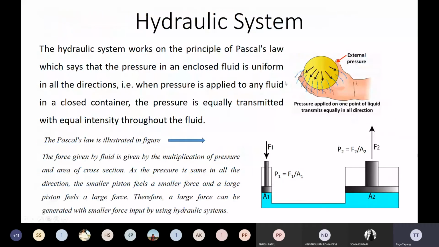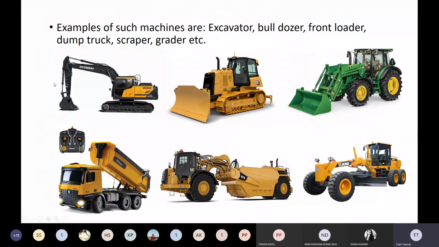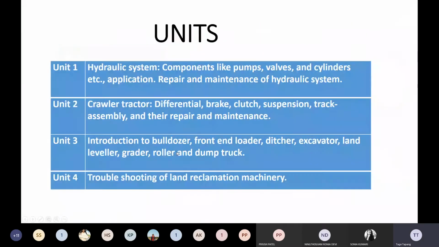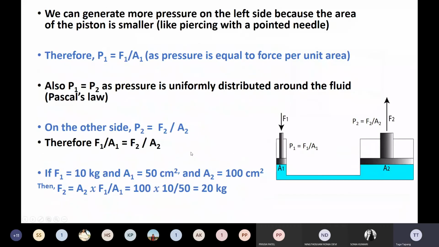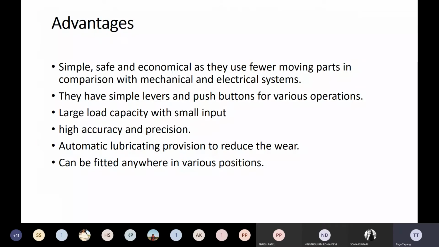So this hydraulic system is used in all these machines. If you observe here, there are some pipelines, and several pipelines are going on. From these pipelines, hydraulic fluid is supplied, and using that hydraulic fluid, work is being done. A huge amount of work is done with small pressure. So why are we using a hydraulic system instead of a mechanical system? Because they are simple, safe and economical.